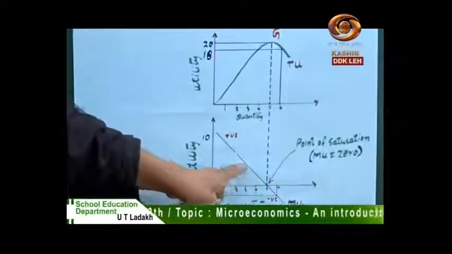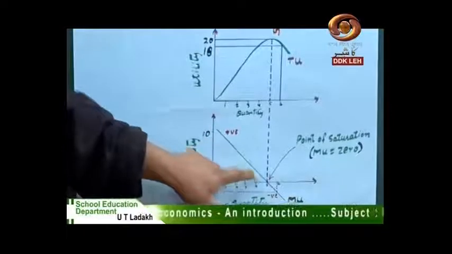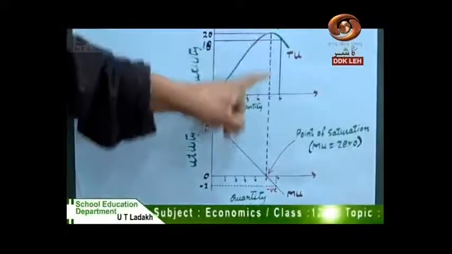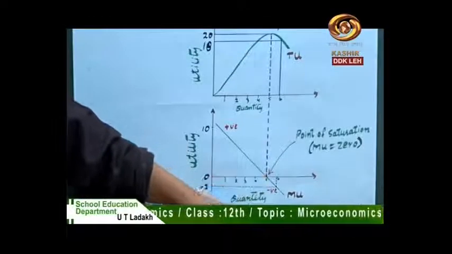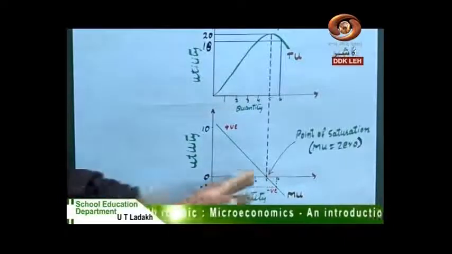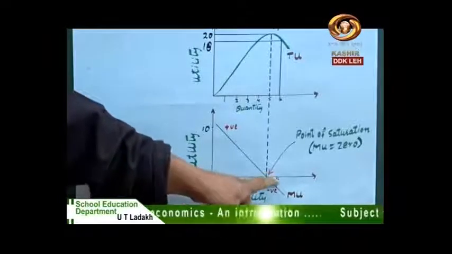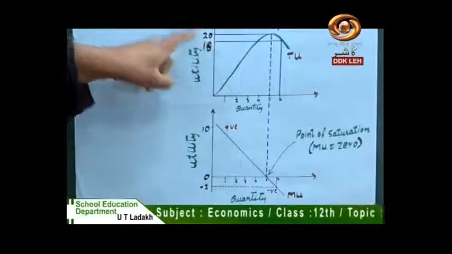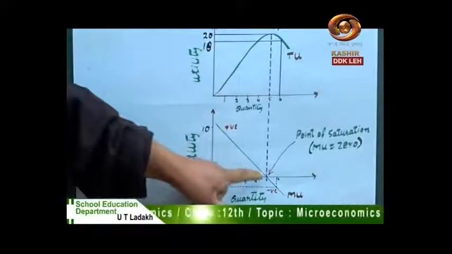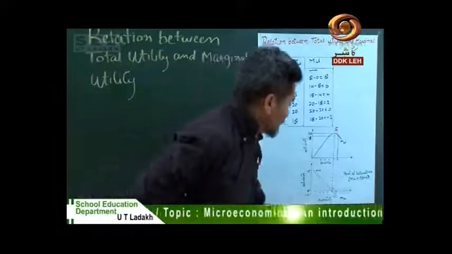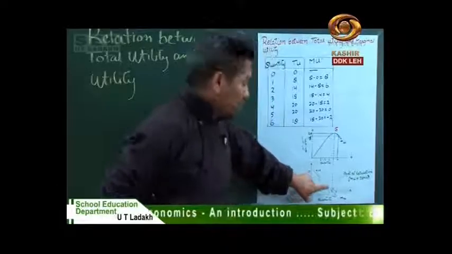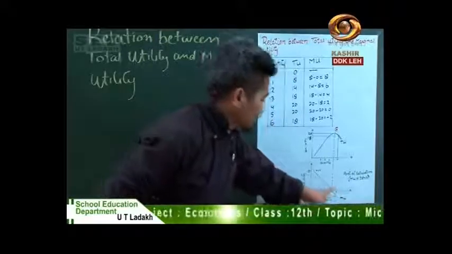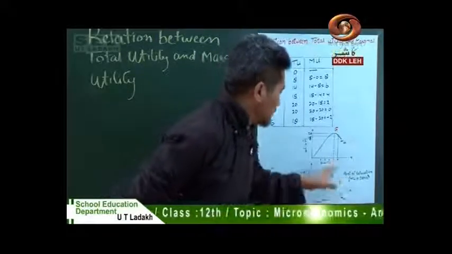Now when you look at the marginal utility curve, it goes on decreasing and reaches 0 when the total utility is maximum, that is 20. At this time the marginal utility is 0. Further, if you consume from the 5th unit to the 6th unit, the total utility goes on decreasing, that is it decreases from 20 to 18, and the marginal utility goes into negative. The point at which marginal utility is equal to 0, at the 5th unit of consumption, is called the point of saturation.